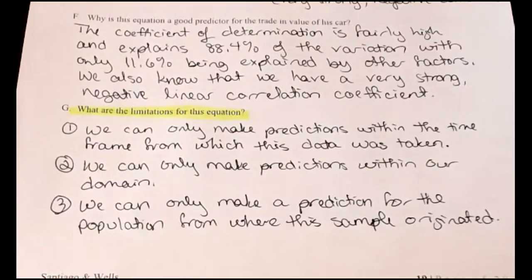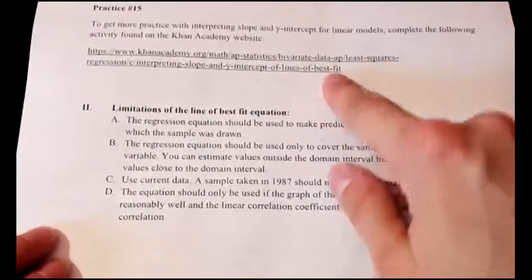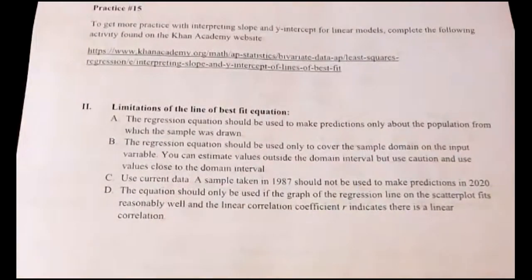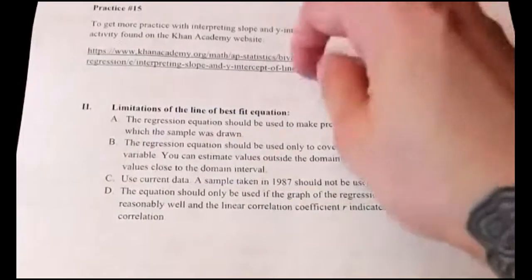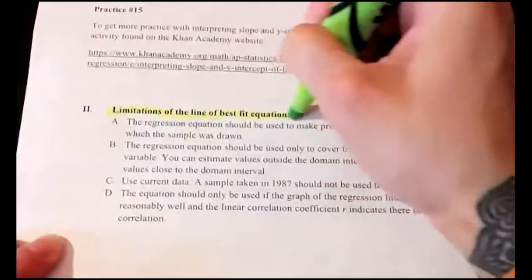All I have to do now is read to you one more practice problem. Not really a practice problem, it's a Khan Academy activity. I just want to read that to you, and then the limitations of the line of best fit, which again, we're going to highlight like crazy. And then we are done with unit 7. Let's check this out. There's another Khan Academy activity. Click on this link, check it out, see how comfortable you are with interpreting slopes and y-intercepts, especially if you need a little bit more practice on that. Play around with Khan Academy. And then last but not least, limitations of the line of best fit.